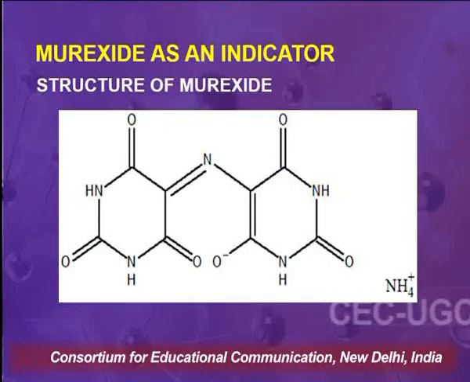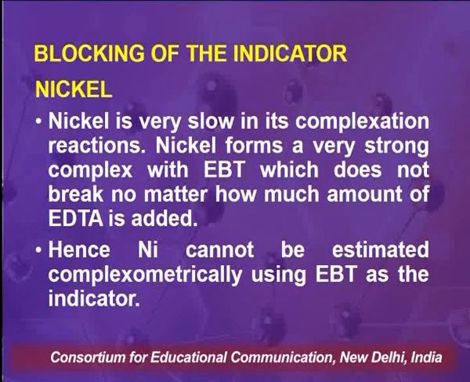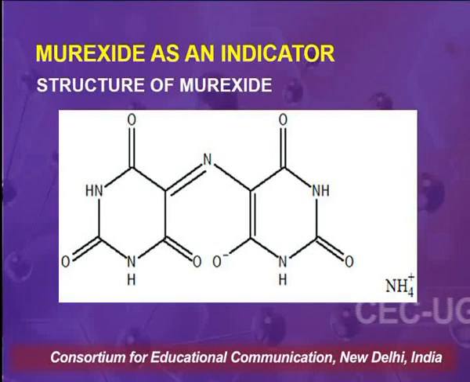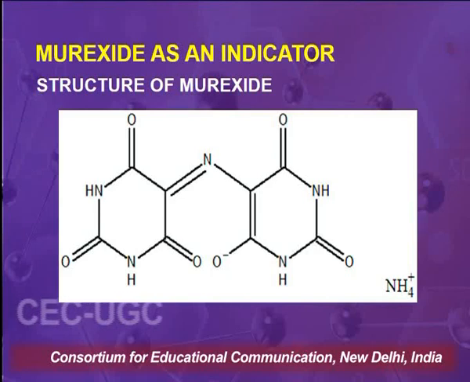So, if we talk about EBT as the indicator, then this indicator can be blocked by a number of metal ions as we have just seen. So, what is the alternative? The alternative is choosing another indicator which can work in the presence of these metal ions also. And the example of such an indicator is murexide. The structure of murexide is as shown.